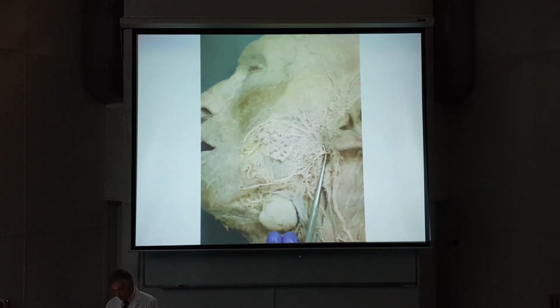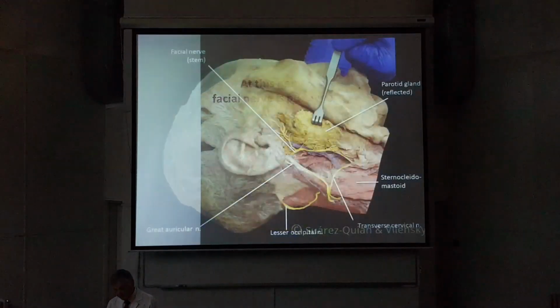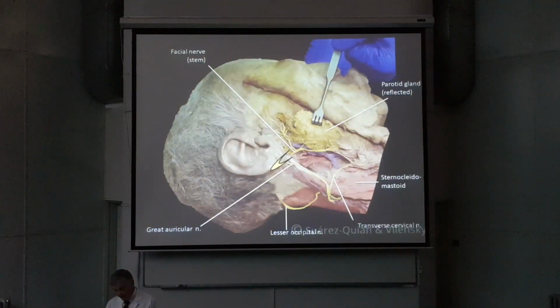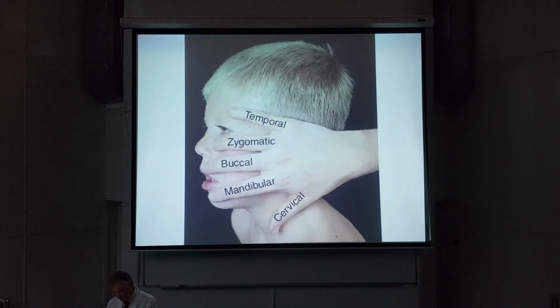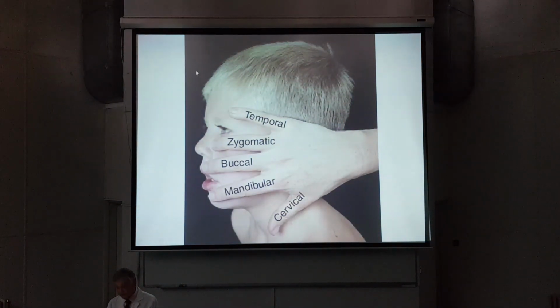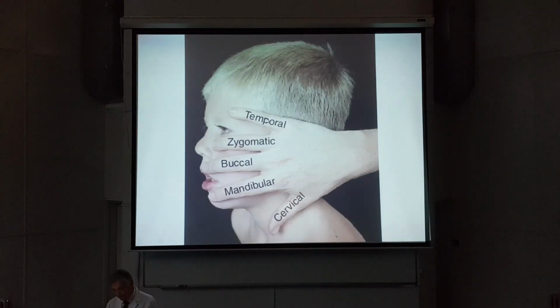It enters the parotid gland, dividing it into superficial and deep parts. This is purely motor, in front of the ear, entering the parotid gland. This is the parotid gland dissected. And these are the branches of the facial nerve, which should be preserved. Now, this is a representation of the 5 branches of the facial nerve: the temporal, the zygomatic, buccal, mandibular, and cervical.